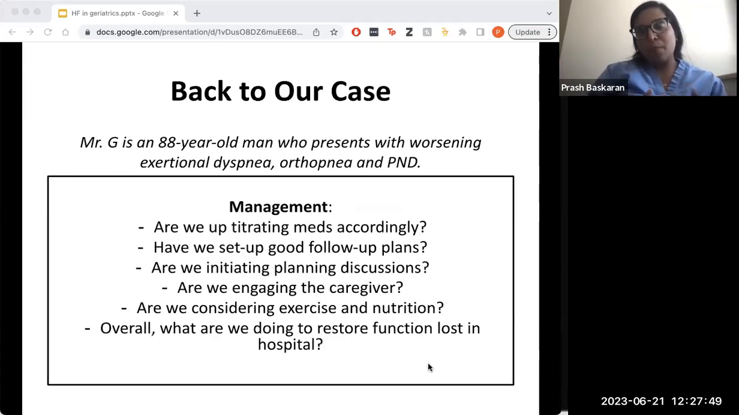And then when we're looking at management, apart from just medical management, when it comes to pharmacological therapy, we can consider thoughts like, are we setting up a good follow-up plan for these patients? Are we providing good education to patients and caregivers? Are we titrating meds accordingly? Are we being a little bit more averse because of their age? And maybe we should consider actually giving them the medications that may be appropriate at the time of discharge rather than waiting for follow-up. Are we considering exercise and nutrition in their overall treatment plan? And overall, what are we trying to restore? What are we trying to do during hospitalization to restore function that is lost during their stay in the hospital?